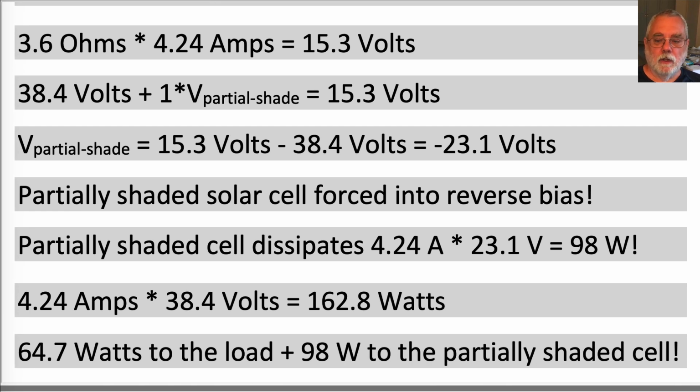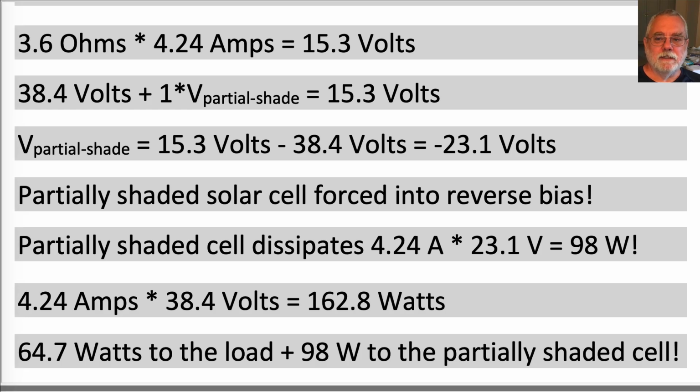64.7 watts to the load, plus 98 watts to the partially shaded cell. This is a surprisingly bad result. However, solar cells generally come with a partial fix independent of microinverters and DC power optimizers, which we will cover next, and then we will add in the microinverter.